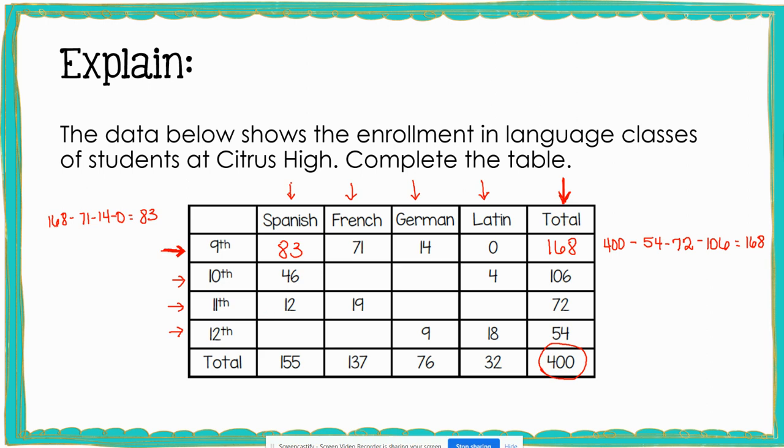Now that I have this filled out, I can see that I can figure out my column for Spanish because now I am only missing one piece of information in this column. I can see that there are 155 total students who take Spanish, but I don't know how many of those are 12th graders. Well, I can take away the 9th grade, 10th grade, and 11th grade numbers from that total. So I'm going to take 155 and subtract 83, 46, and 12 from that. When I do that, I get 14. So that means that there are 14 12th graders who take Spanish.